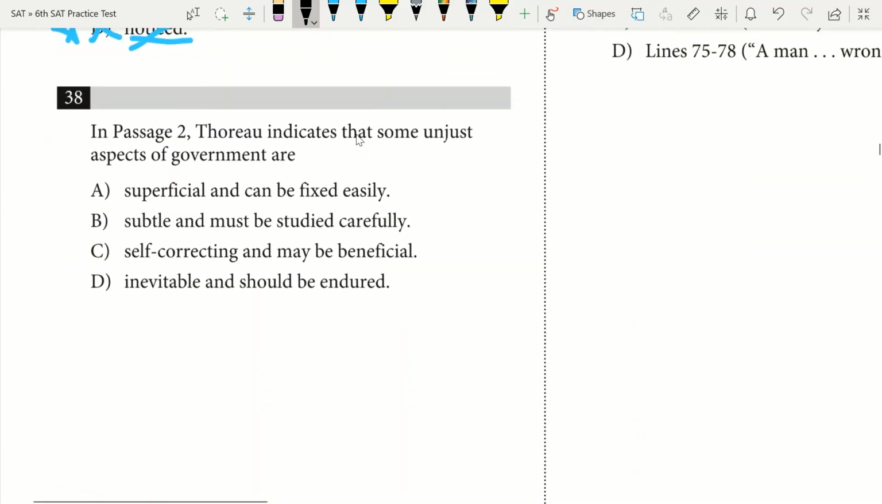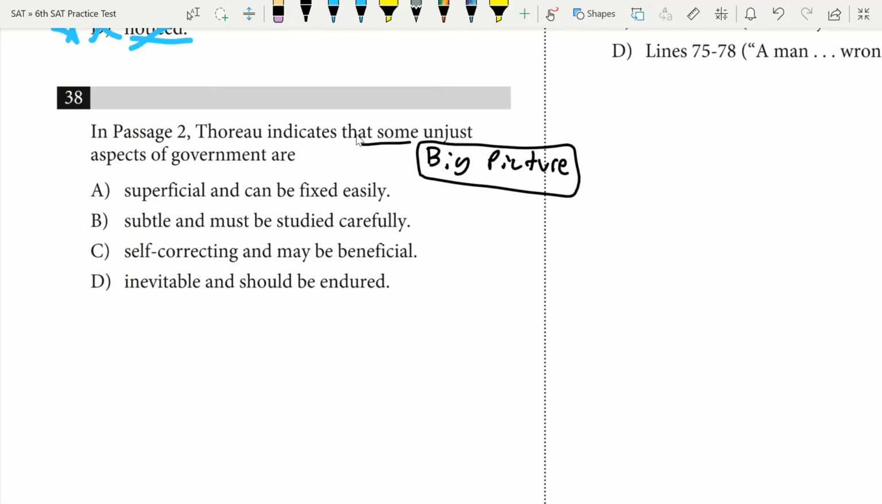Those questions we got right here. In passage 2, Thoreau indicates that some unjust aspects of government are what? Okay, I thought this was a big picture question. You could argue that it takes little details, but as long as you know the big picture of the passage, you'll be good answering this. As far as unjust aspects of the government, he indicates that some unjust aspects of government are, okay, I'm sorry, I missed the word "some" there.